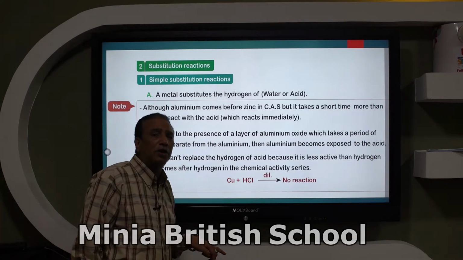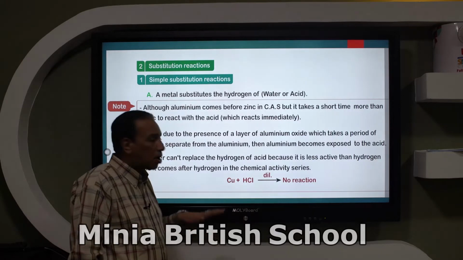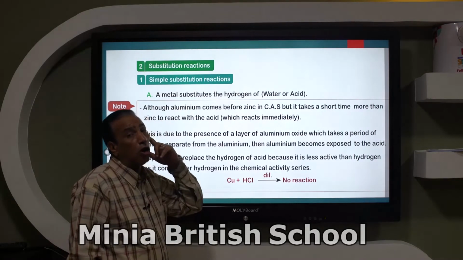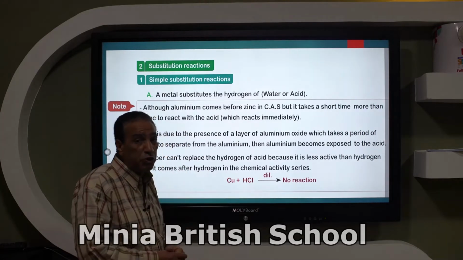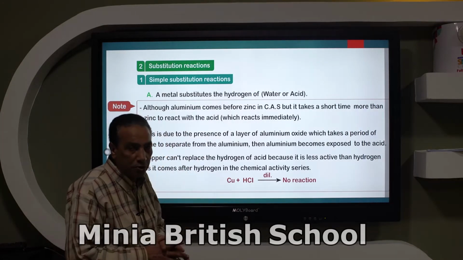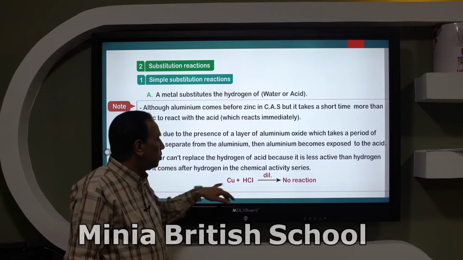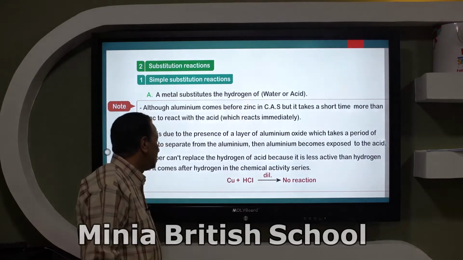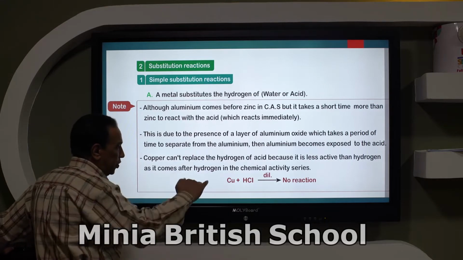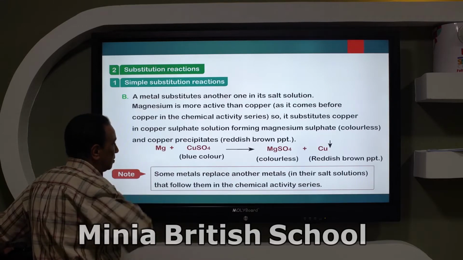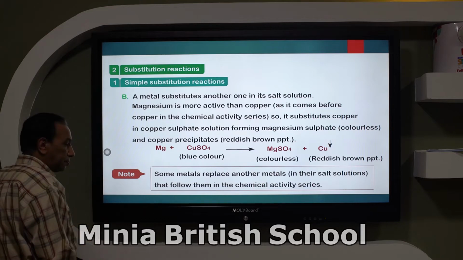But what about the elements that are after the hydrogen in the chemical activity series, such as the reaction between the copper and hydrochloric acid? Copper is less active than the hydrogen because it is after the hydrogen in the chemical activity series, so it cannot replace it. So there is no reaction in this case, because the copper is after the hydrogen, so it cannot replace it in its solution.